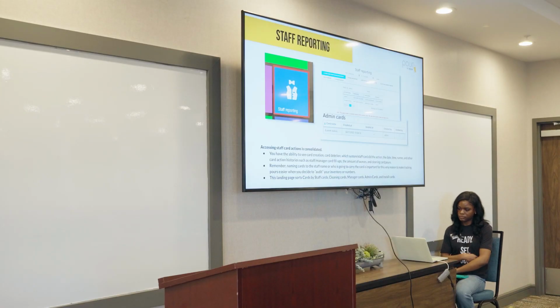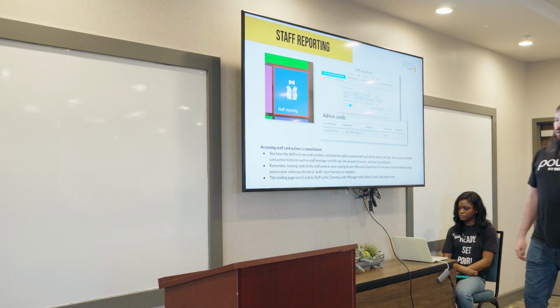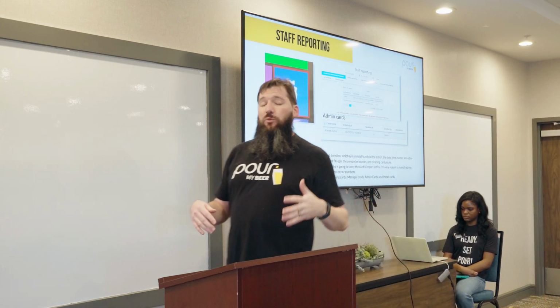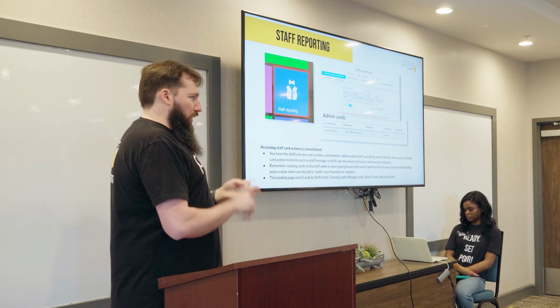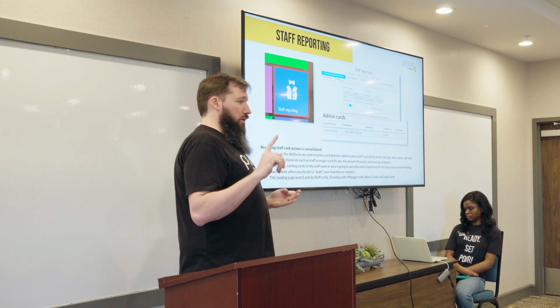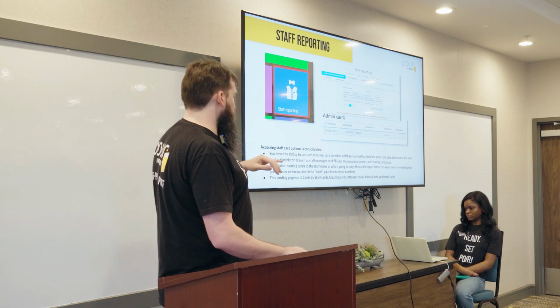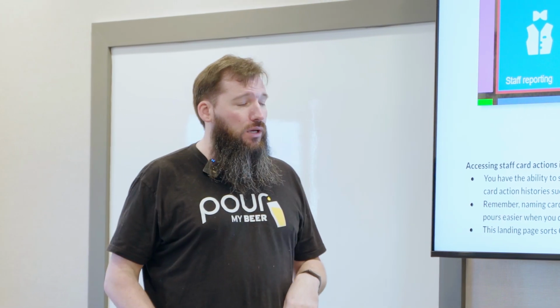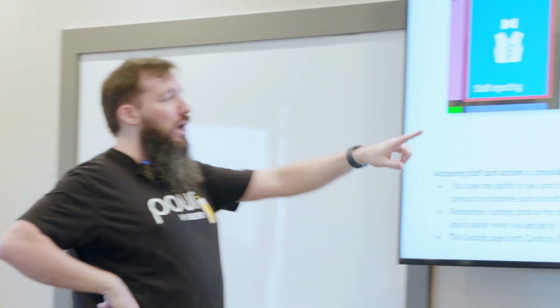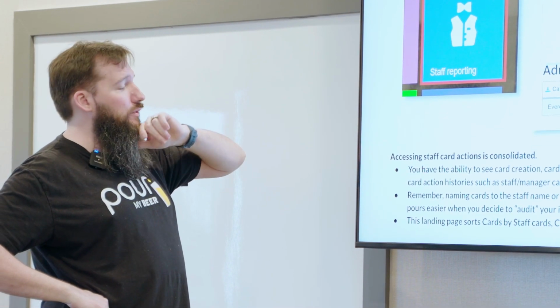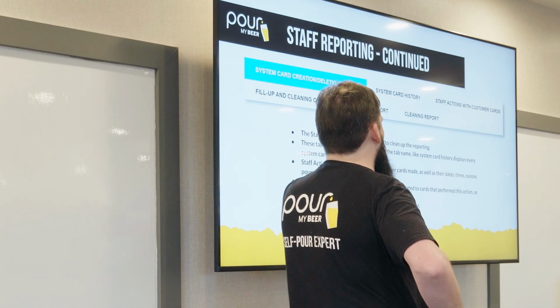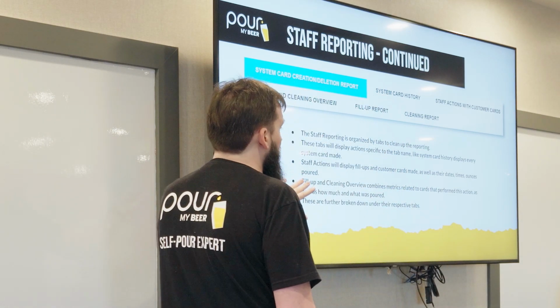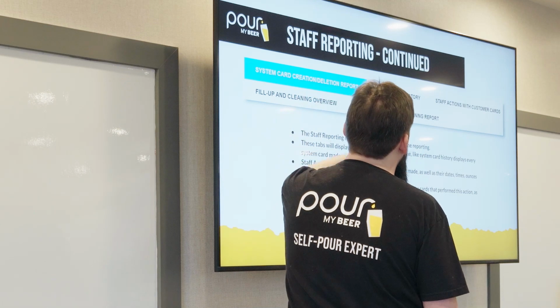Staff reporting is what I was mentioning earlier when creating your system cards, making sure that they have appropriate names, because anything that a staff card does, be it make a card, reactivate a card, pour a fill-up, any of that business is going to be tracked in your staff reporting. So you can obviously see what is going on with your staff cards and your admin cards. So these are the different options inside of your staff reporting section. These different tabs lead you to different reports.